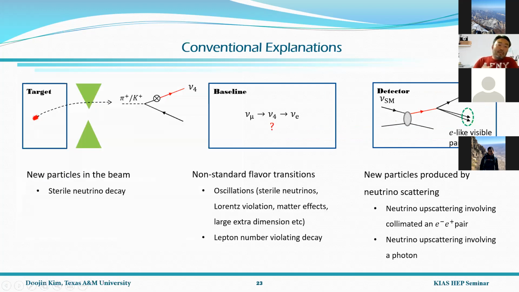So very roughly, existing solutions can be divided into three categories. In the target horn complex, mesons might decay into a heavy neutrino through non-standard neutrino mixing, or the produced neutrinos might go through non-standard oscillations while they propagate to the detector, or new particles might be produced in the neutrino upscattering and decay to visible particles, mimicking the electron-like signature. Of course, some of the proposals are now in tension with other experiments, but in general, neutrino sector involving solutions are popular over non-neutrino sector solutions, including dark sector solutions.